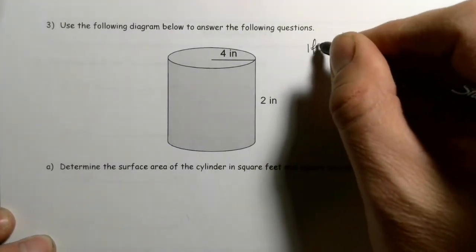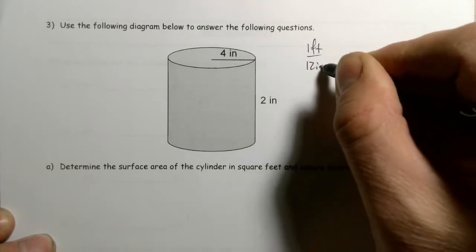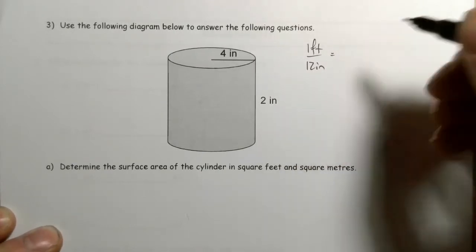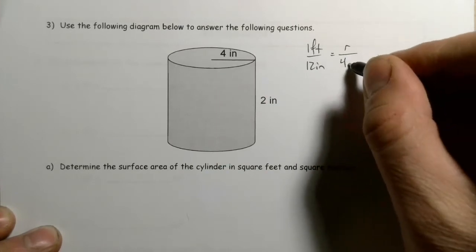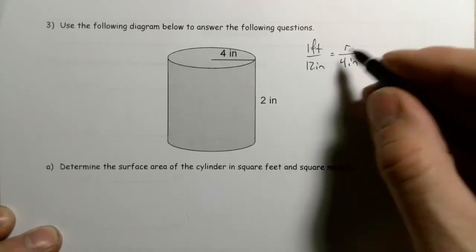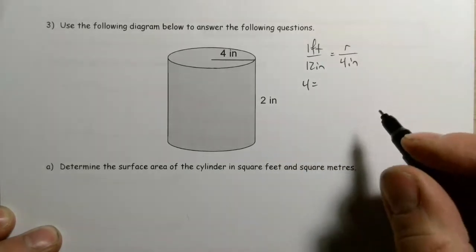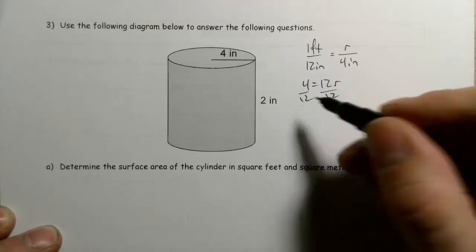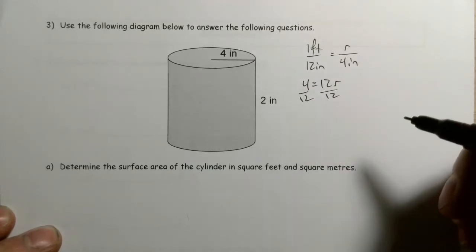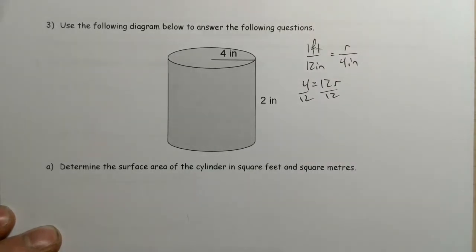So 1 foot is 12 inches. Let's call this R here. My radius is going to be 4 inches. So I'm going to cross multiply. 4 times 1 is going to be 4, and then 12 times R, and I'll divide. When I divide that, 4 divided by 12 is actually going to be just 1/3.